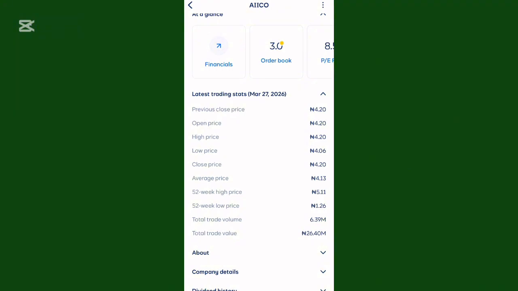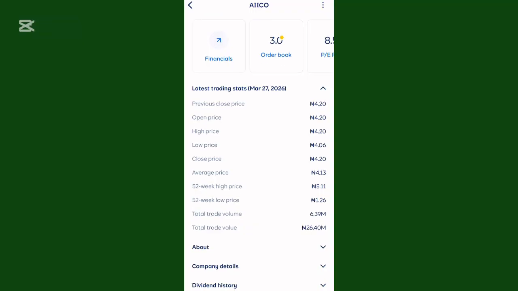That was the price it opened at on Friday, which was the last trading day. High price, it was still the same, 4.20. Low price, it went as low as 4.06 during the trading session, but it eventually closed at 4.20. So within 52 weeks, it has gone up to 5 naira 11. That's the 52-week high price. That means within 52 weeks, at some point the stock price hit 5.11, and the lowest it has been in 52 weeks is 1.26.